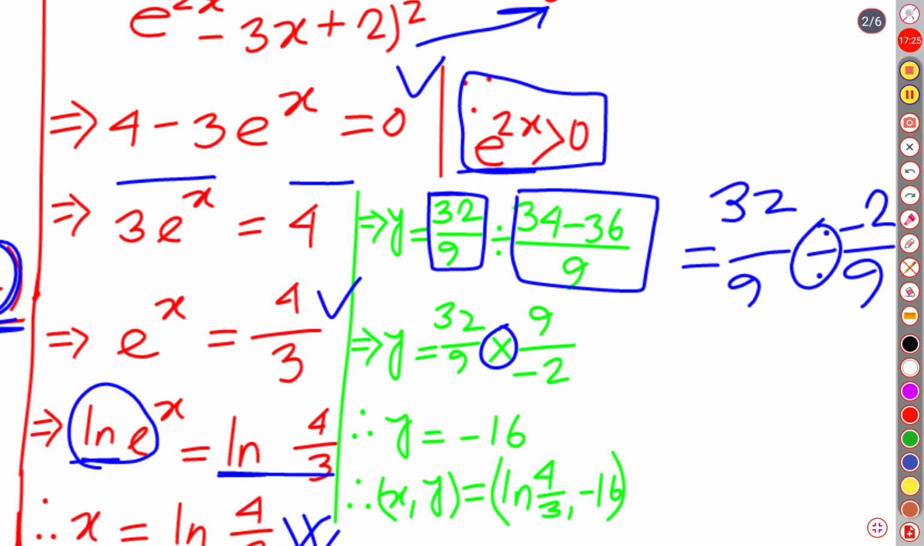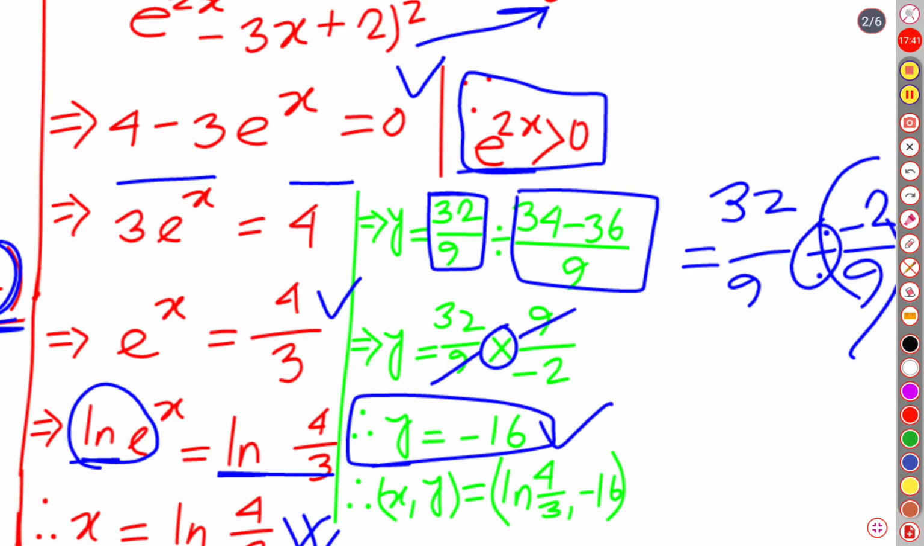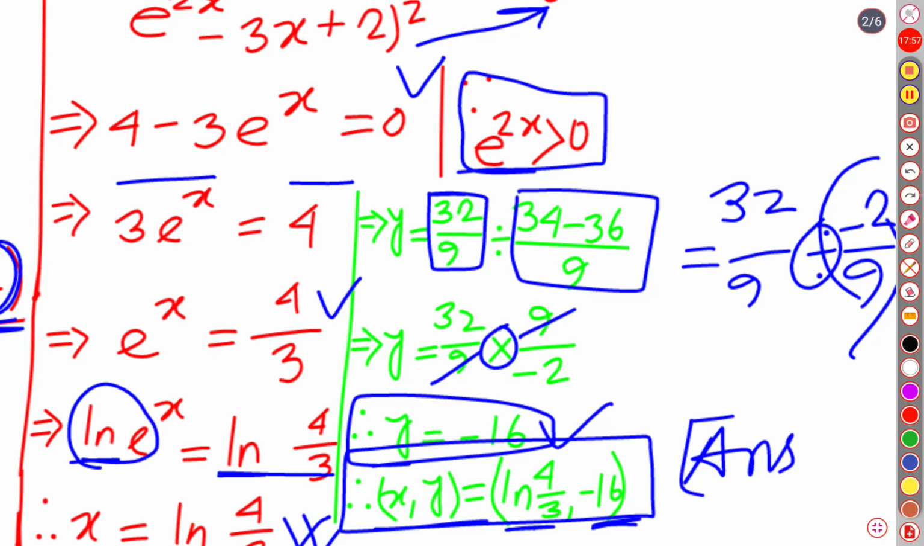So it has become 9 over 9 has gone up and 2 has gone down. Then this 9 dissolves this 9, they go away. That means 32 over 2 means negative 16. So this is our y coordinate. And our x coordinate we have already obtained, ln 4 over 3, and y coordinate is negative 16. So this is the stationary point of this function, and that is the final answer we have got.